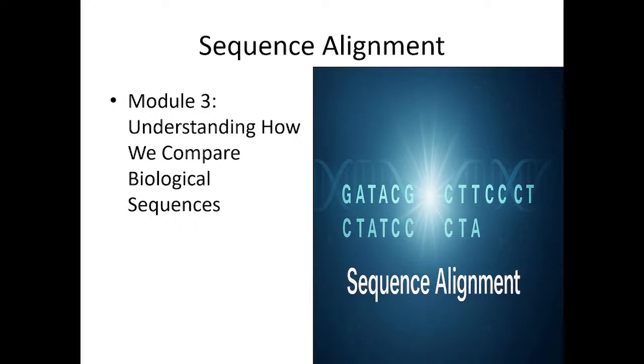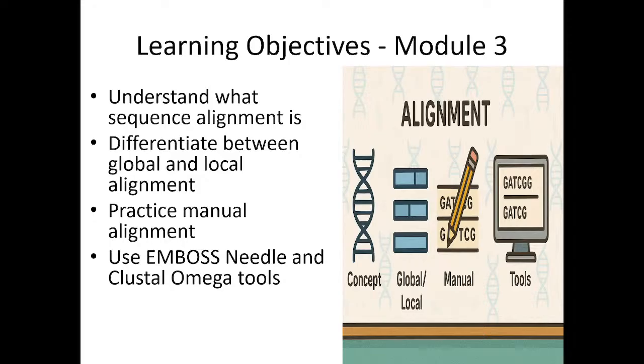But once you have below 70%, that means the organisms are not related evolutionarily. So that is what we call sequence alignment. That is, when you have more than one sequence, you want to bring them together and see where they differ and where they do not.